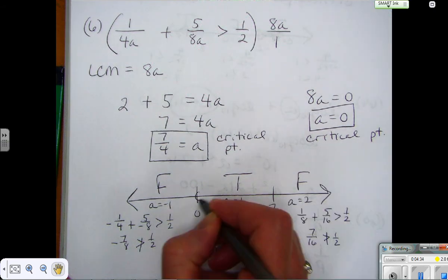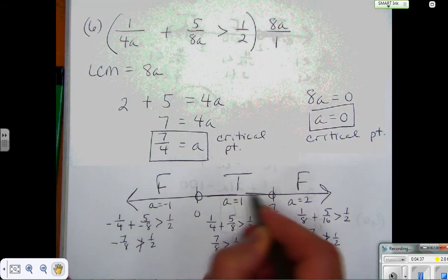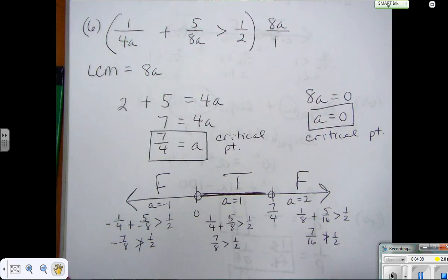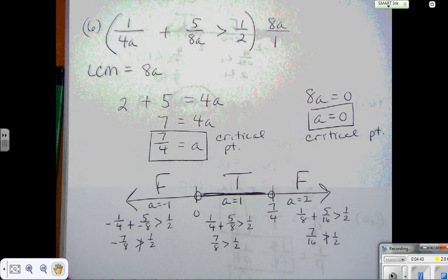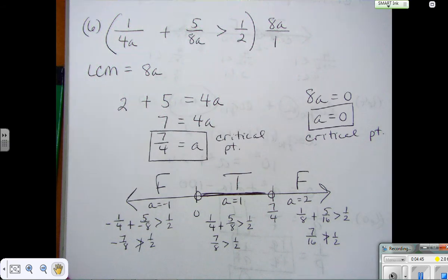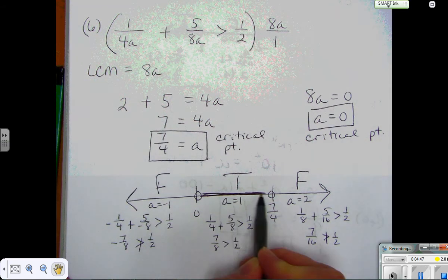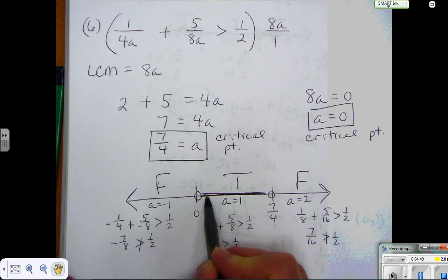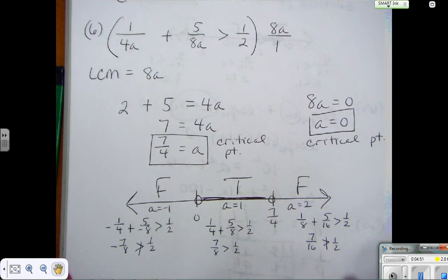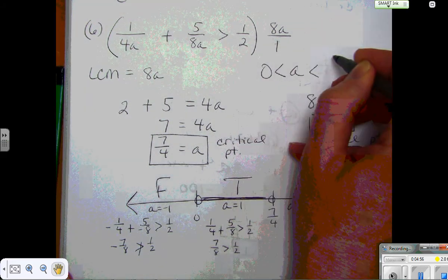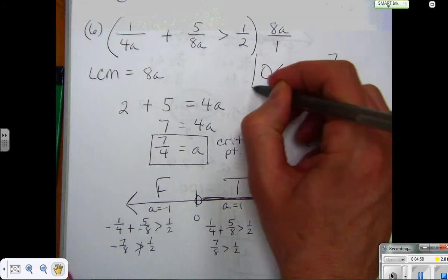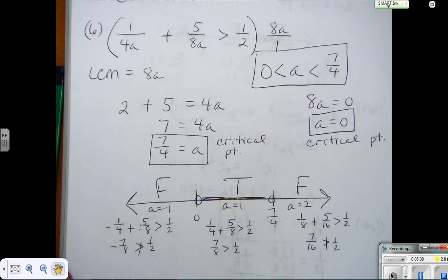It's just this middle area, and you are not going to include those values because the original inequality is only greater than, it's not equal to. So you're not going to include the values. Okay, and this is an AND solution. So you're going to write it as an AND inequality. 0 is less than a, is less than 7 over 4. And that's going to be your solution.